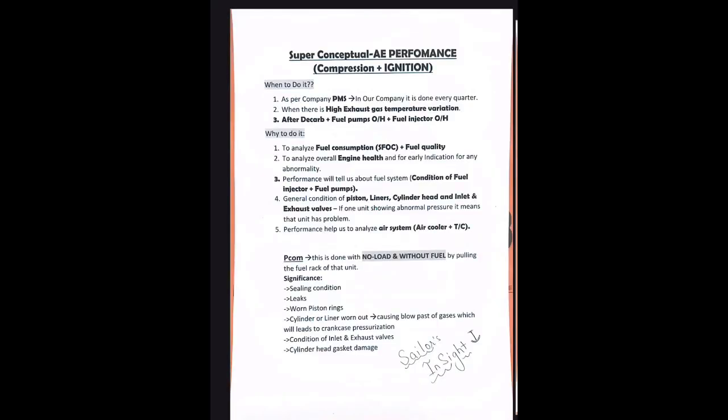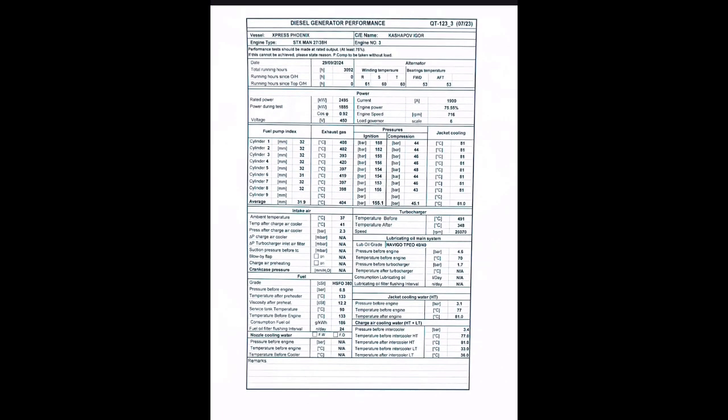So guys, these are the useful notes prepared by me. You can pause the video and you can note down the points. So auxiliary engine performance: when to do it, why to do it, what is Pcom and its significance, what is Pmax and its significance, what is the procedure step by step. In total we have 8 steps, and then this is the actual form from our ship, the values which were recorded during the performance for Pmax, Pignition, and the different parameters of pressure and temperature.